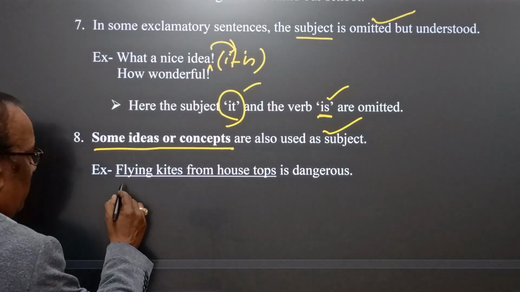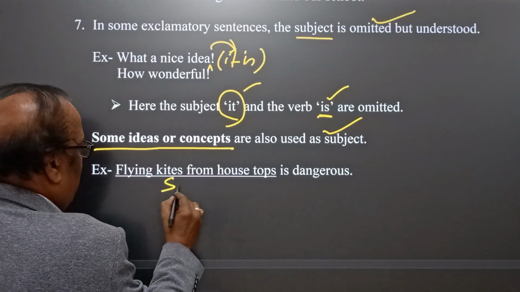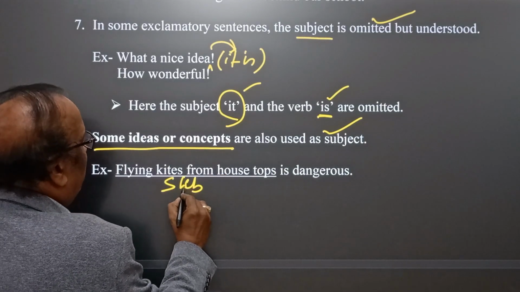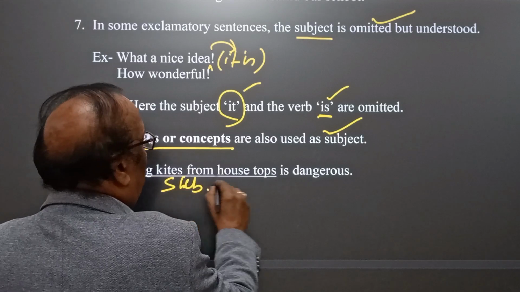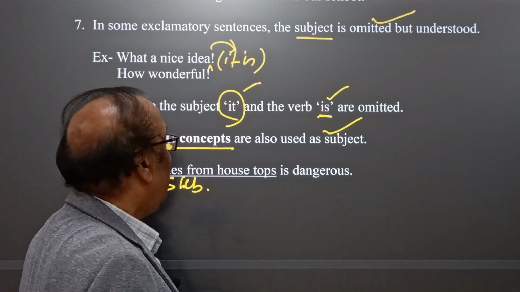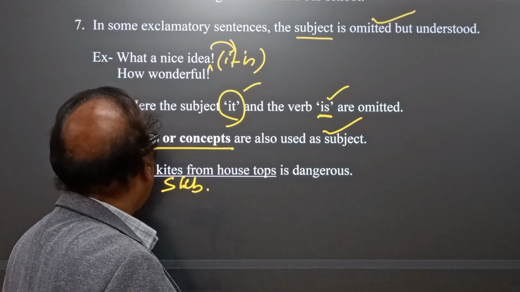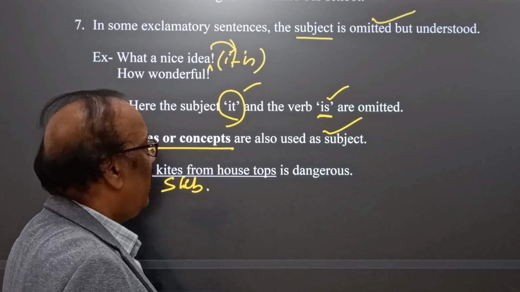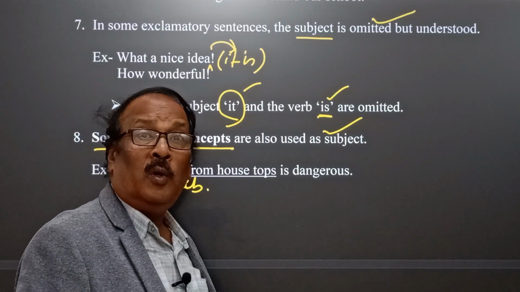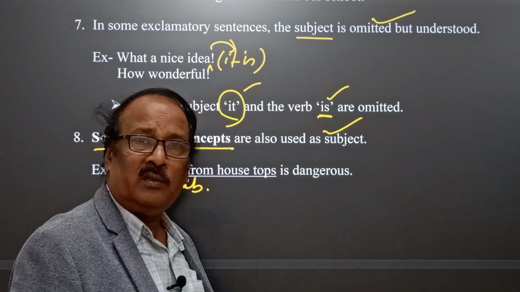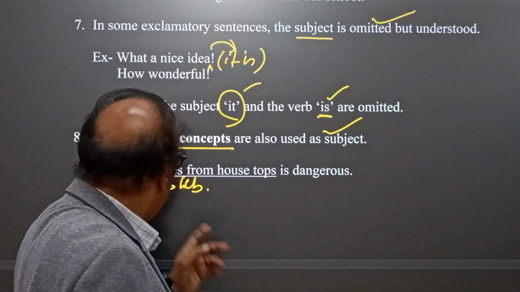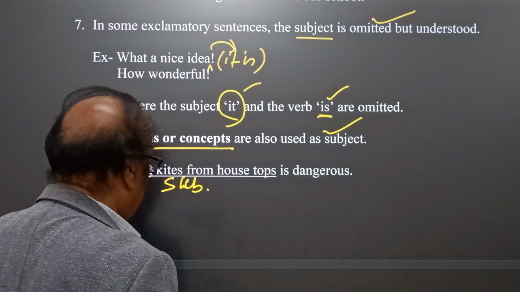This is where we find flying kites from housetops. Subject: here we find a subject, and it is a very interesting factor how this idea, this concept, is dangerous. Such a type of action is dangerous. I will never do so. Here, flying kites from housetops.